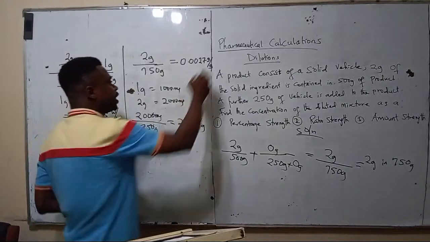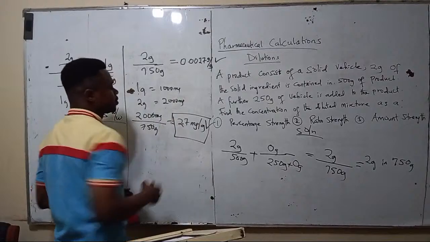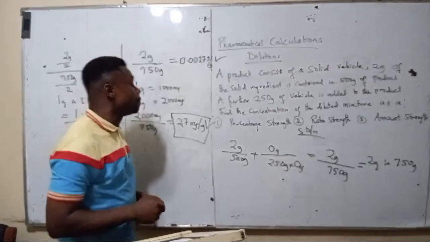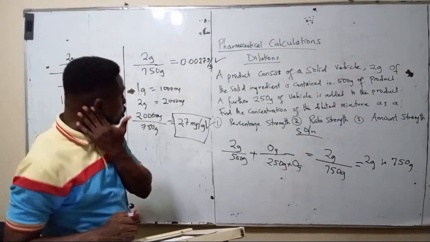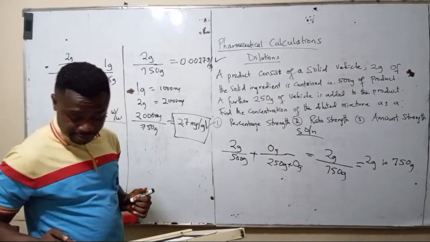But I prefer leaving it in this form: 2.7 milligram per gram. So that is the answer.